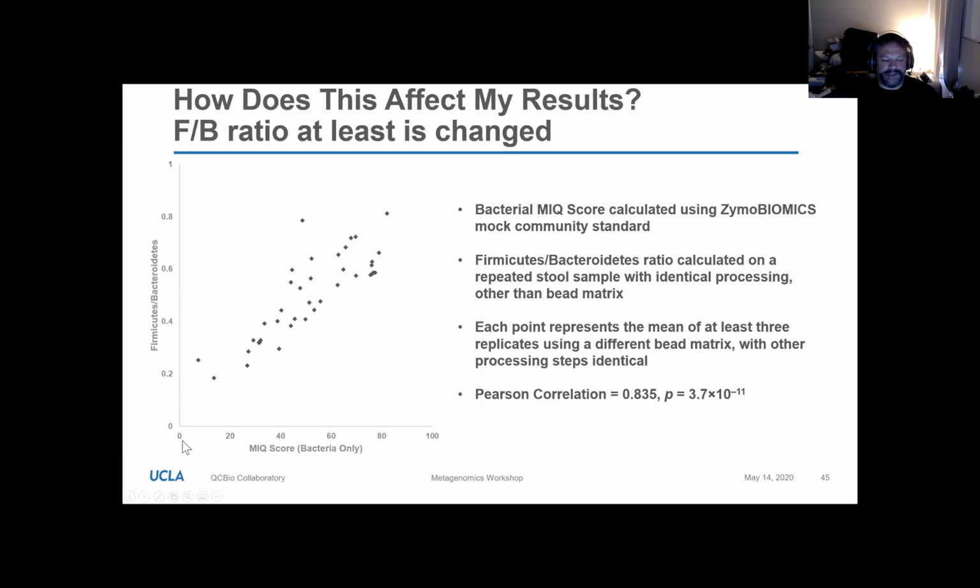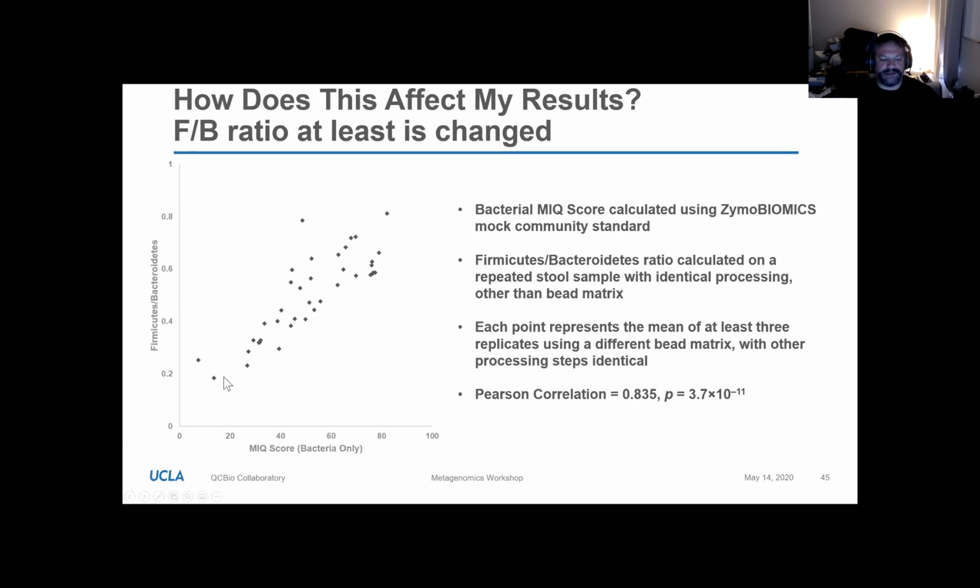On the x-axis, we have a bacteria-only mic score. That's applying the formula, but only looking at expected values for bacteria. On the y-axis, I have just the firmicutes to Bacteroidetes ratio. The mic score can only be calculated on a known input sample, which in this case is the Enzymobiomic standard. The firmicutes to Bacteroidetes ratio is calculated on stool, and this is looking at the ratio of firmicutes, which are hard to lyse, versus Bacteroides, which are easy to lyse. So if I have a lysis problem, I start expecting a much larger denominator and a smaller numerator, because the relative abundances are changing as I start missing the firmicutes.